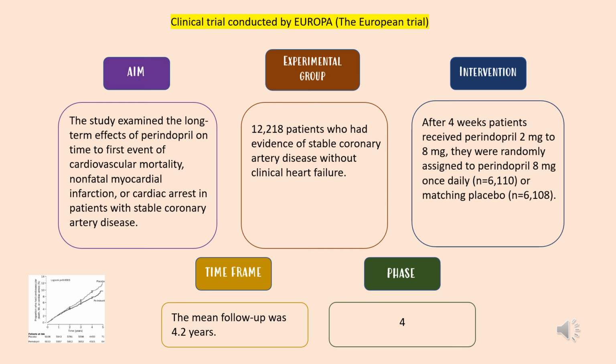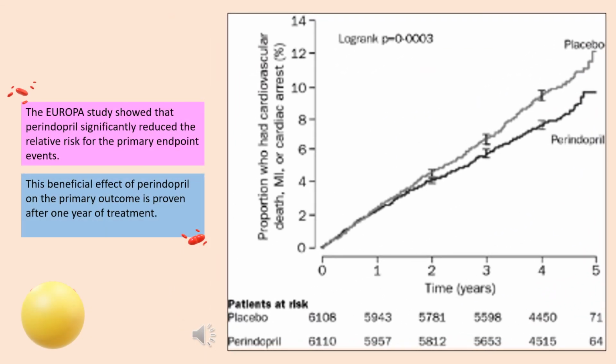Time frame: the mean follow-up was 4.2 years. The phase is 4. The EUROPA study showed that perindopril significantly reduced the relative risks for the primary endpoint events. The graph shows the beneficial effect of perindopril on the primary outcome is proven after 1 year of treatment.